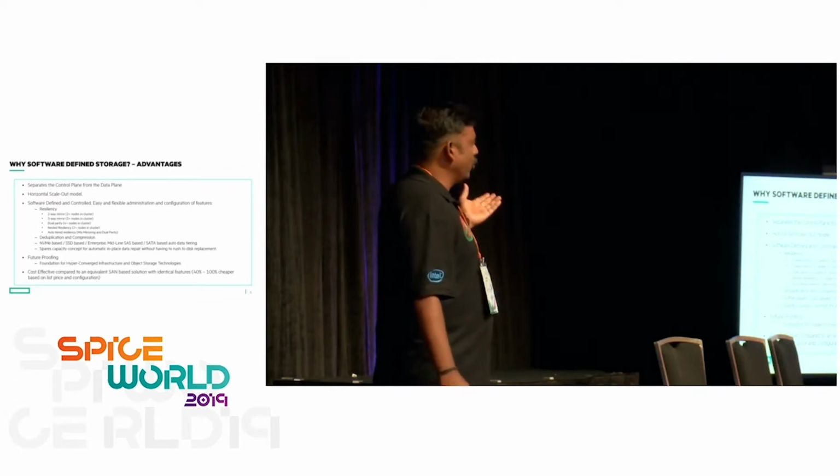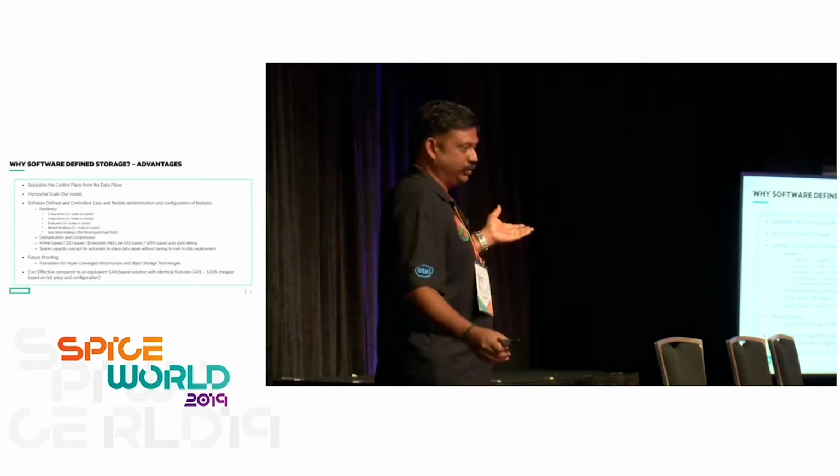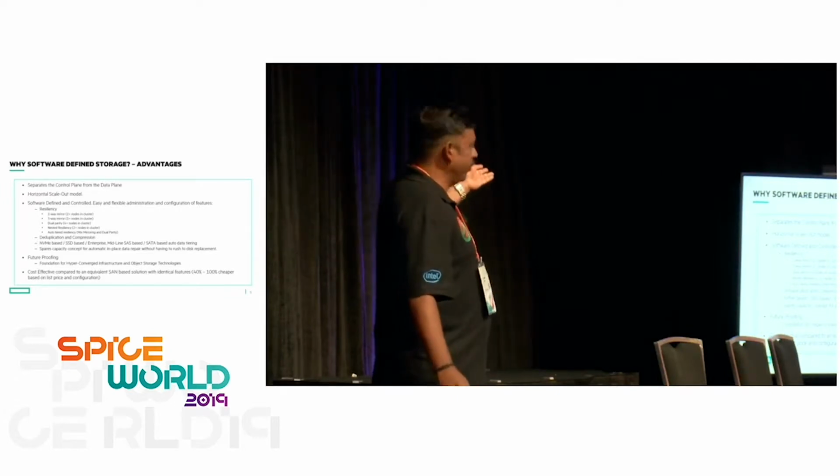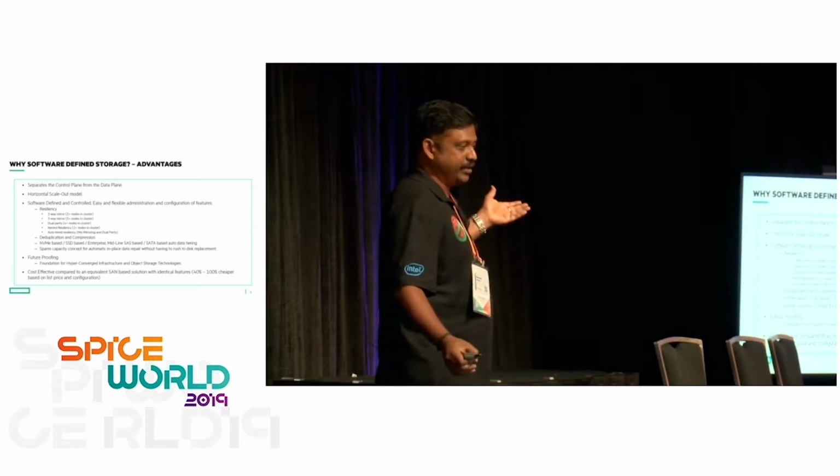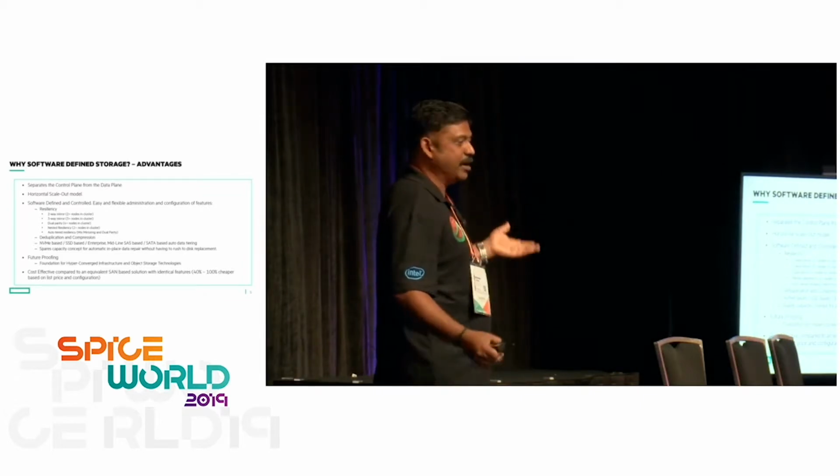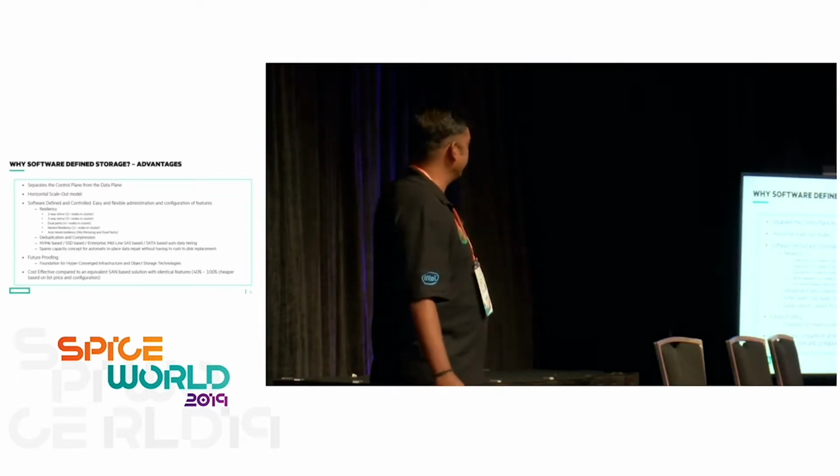So dual parity is more recommended for archival, backup, and those kinds of applications, whereas two-way mirror and three-way mirror are more recommended for databases and virtualization, where you demand performance, right? So that's the thing. There's also nested resiliency.